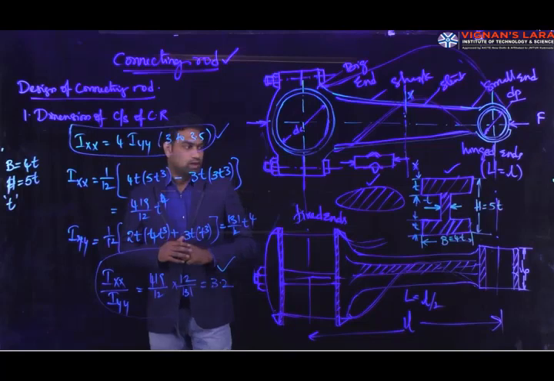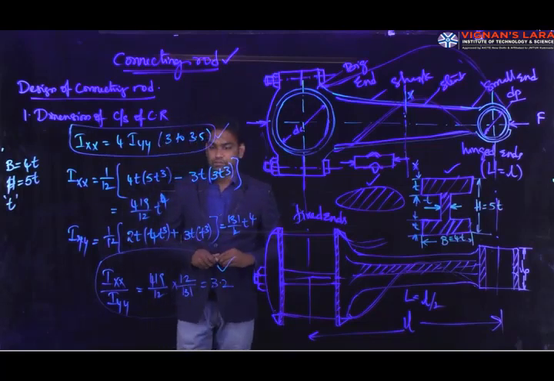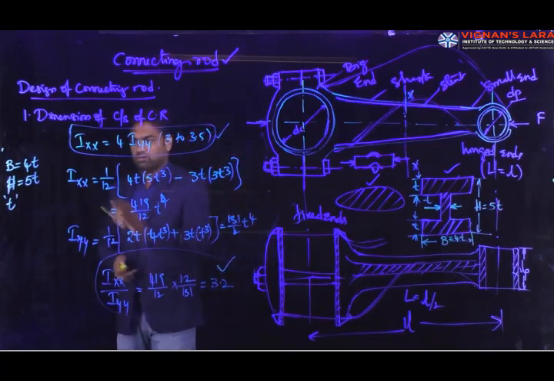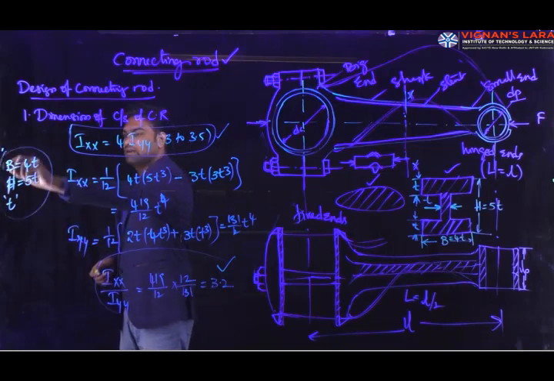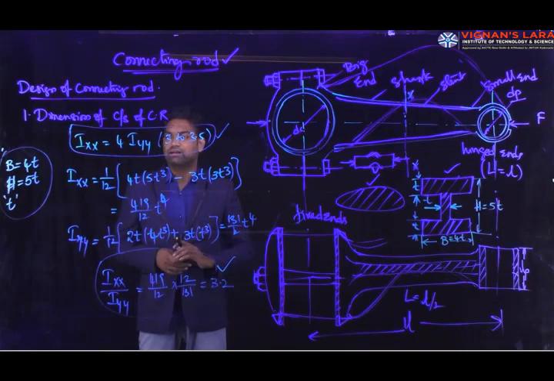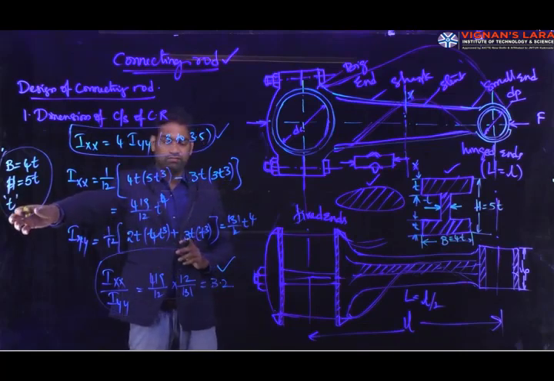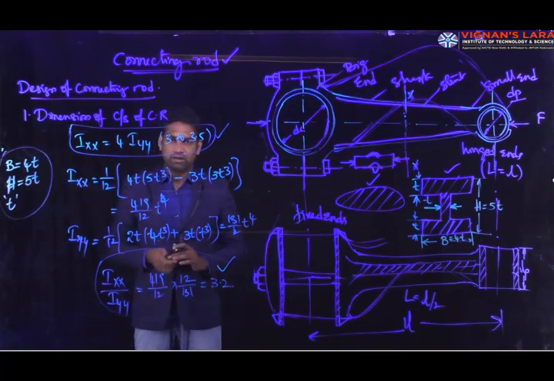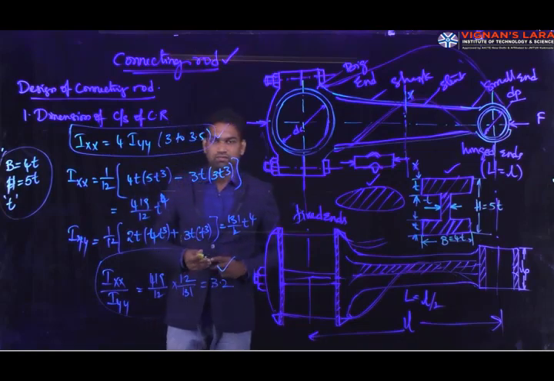Clear. So after finding the dimensions, we have checked whether our taken proportions are satisfactory or not. It is satisfactory. Now we are going to calculate the dimensions, that is, the thickness of web and flange, small t, the height 5t and the width 4 times t. Clear. So let us calculate the dimensions of the cross section.